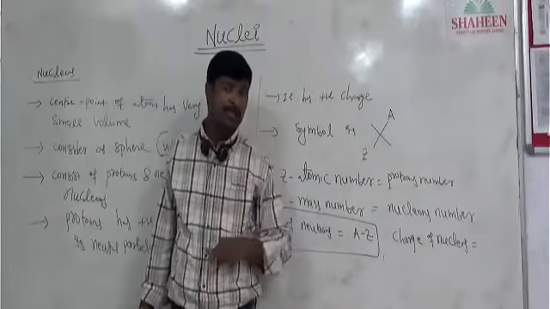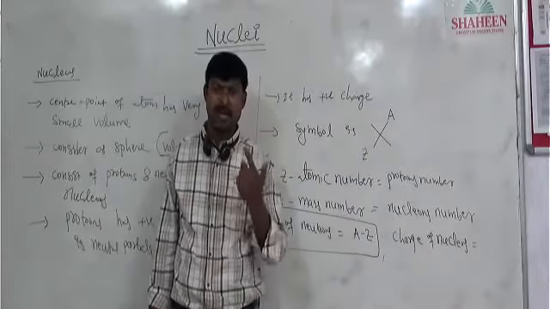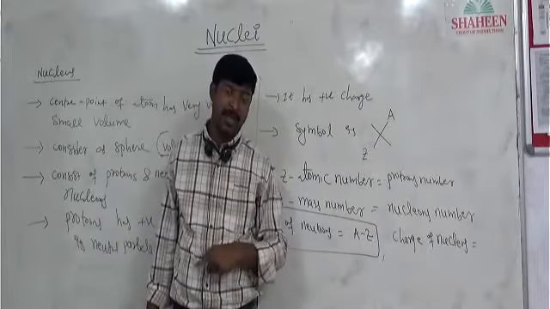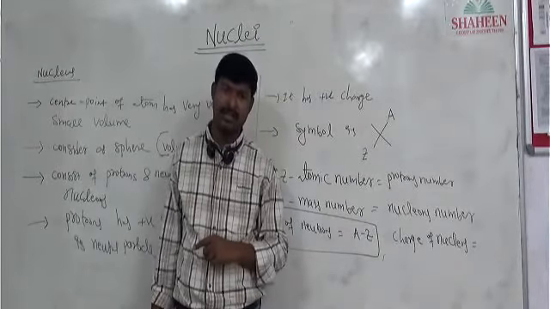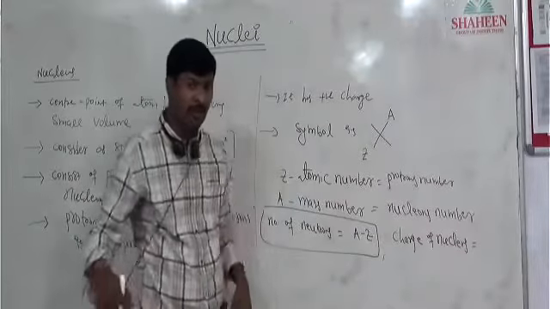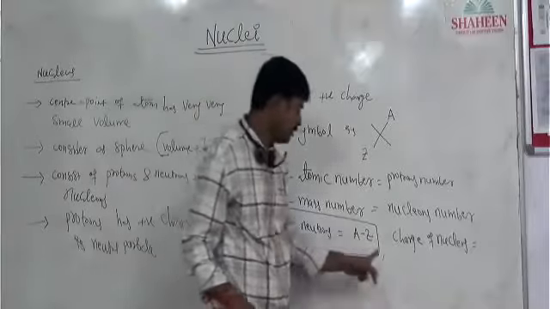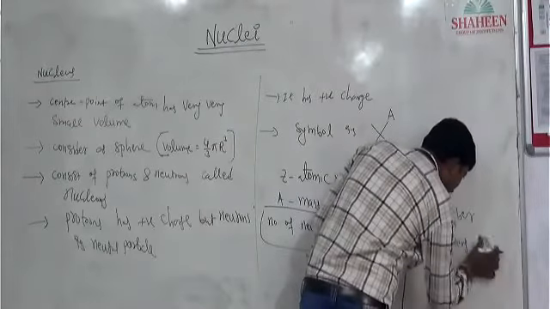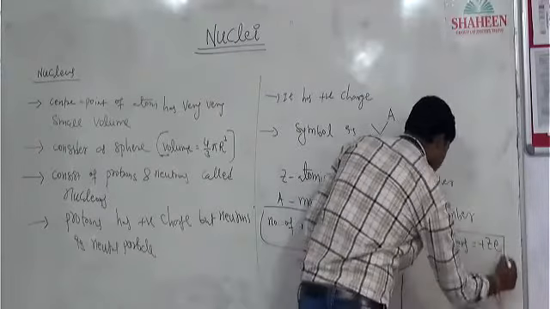Then how many protons does the nucleus consist of? Z number, that is the atomic number. The atomic number of the nucleus equals the proton number present. And each proton has 1.6 into 10 to the power of minus 19 coulomb charge. So that means Z number of protons are there. So what will the total charge be? Charge of proton into total protons. Correct? So the charge of nucleus is Z into E, plus Z into E. Clear?